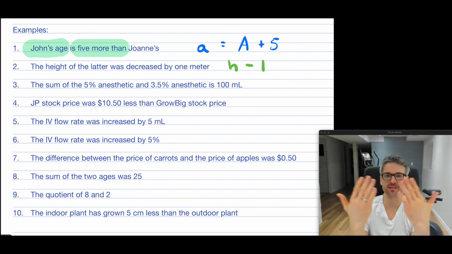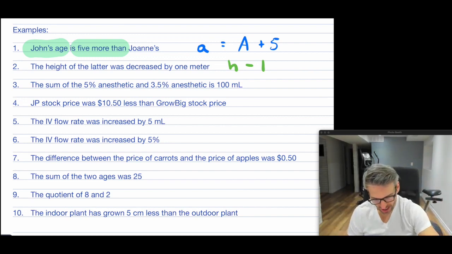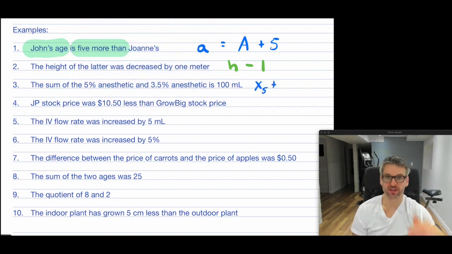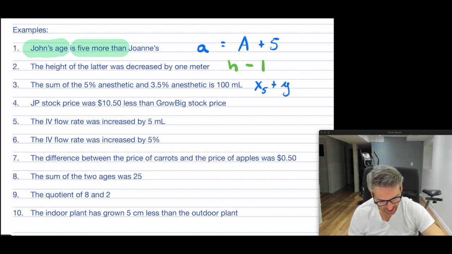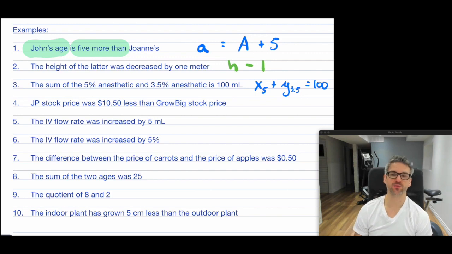So the sum of them means the addition of the 2. So I would have the sum of the 5%, I put a subscript 5 just to remind me that that's the 5%, plus the Y, which is the 3.5%, and that is equal to 100 milliliters. So that's how we would translate this. The word sum means we're adding the 2. Sometimes people would think that this is 5% plus 3.5%. That's not true. That's why these word problems are tricky when you're translating them back, and you have to do quite a lot of them.